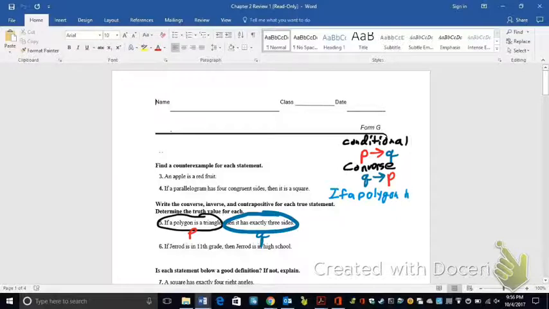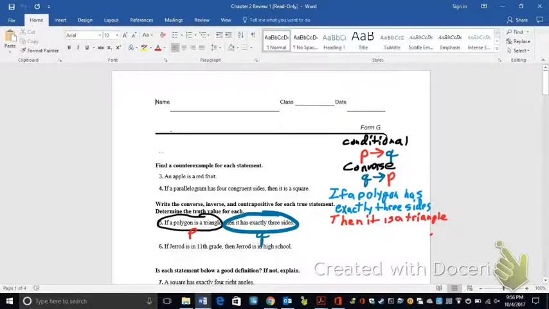If a polygon has exactly 3 sides, then it is a triangle. Okay, now we're going to come back and we're going to worry about the truth of that statement later.